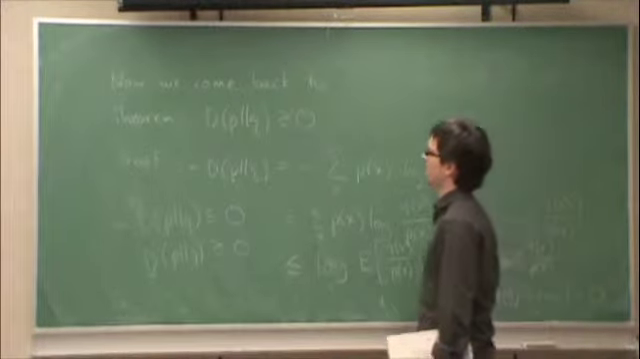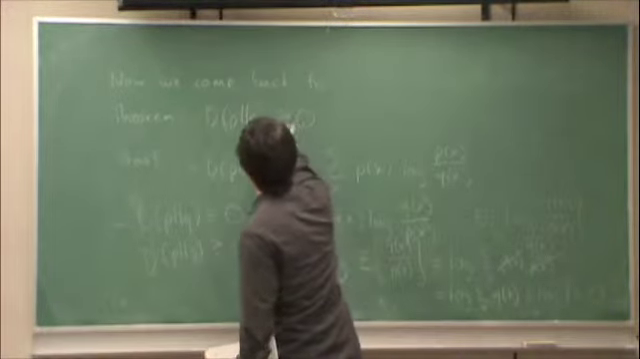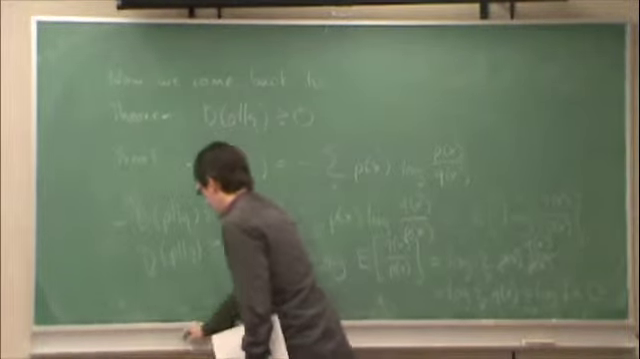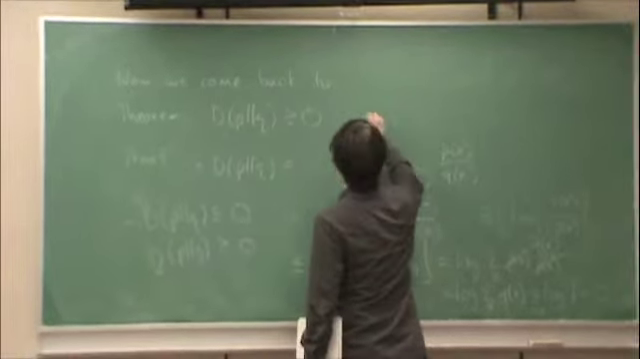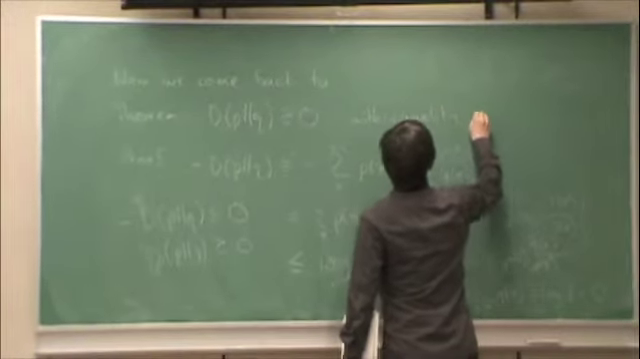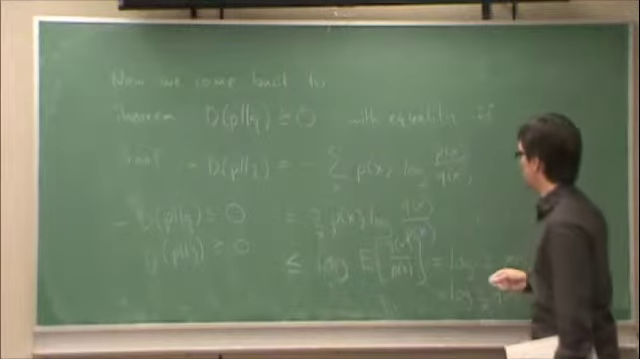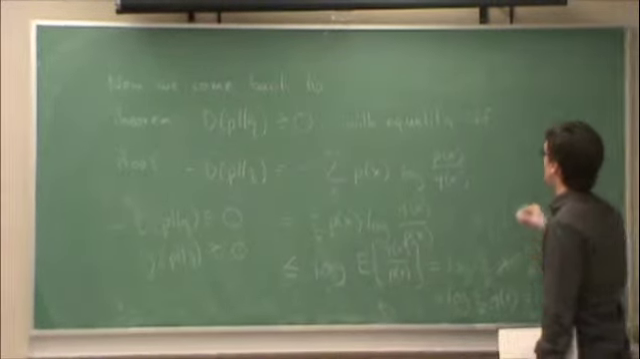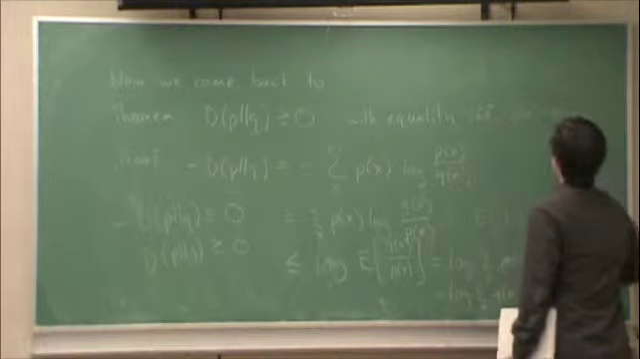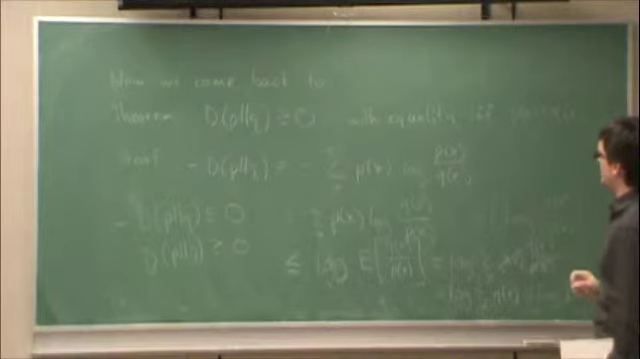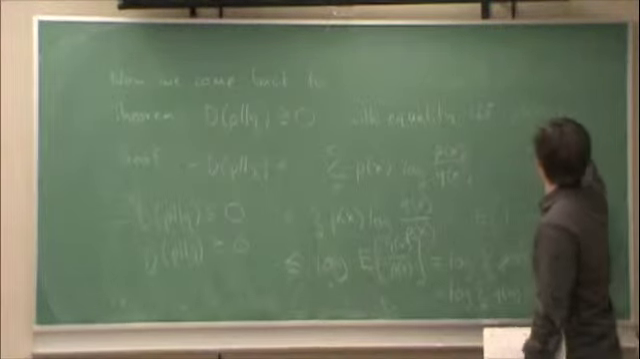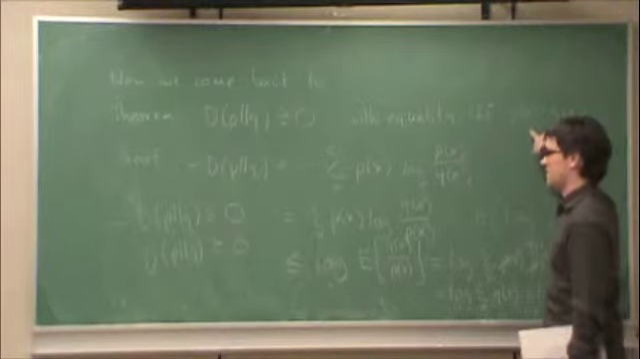Okay, in the statement of the proof, I said this is true with equality if and only if p of x equals q of x. I'm not going to show the only if part, but the if part can be seen if p of x equals q of x.